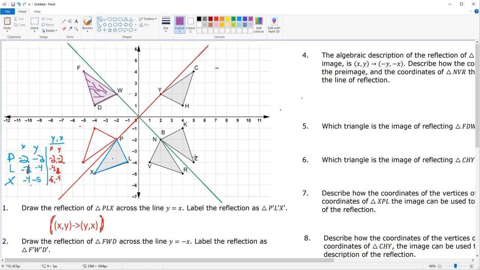We're gonna label it. Oh, I didn't label the last one. Finish the directions. All right, so this will be P prime. This will be L prime. This will be X prime. There, now the last one's finished. Okay, so now we need to reflect FWD across the green one. I'm gonna go ahead and get the points for FWD.